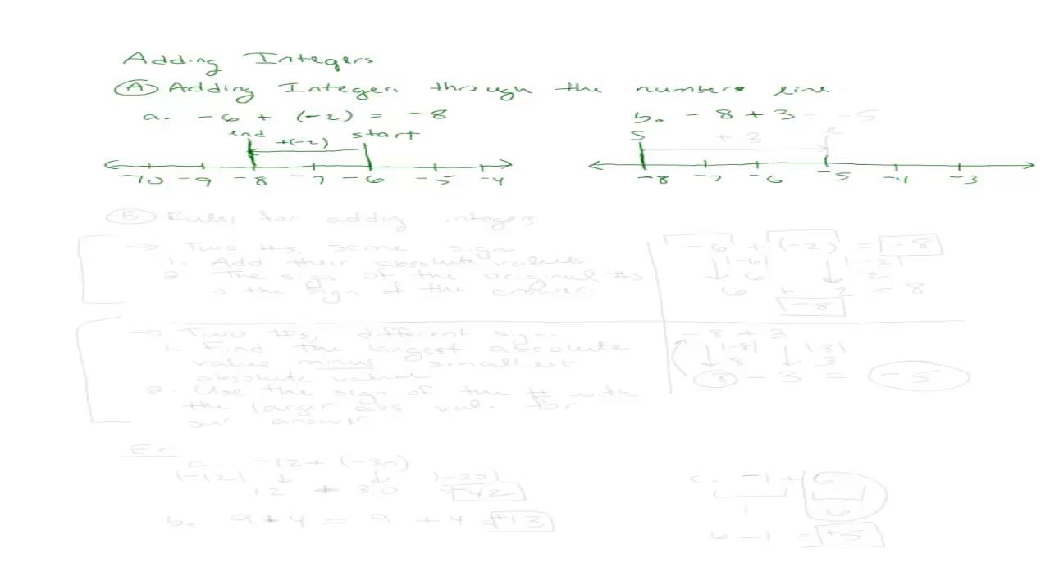I'm just going to write an S for start. Then we're going to go 3 units to the right because it's a +3. So 3 units to the right would land us right here. This is our ending point. So here's -8 plus 3. Our ending point is -5. So that's how we add on the number line. And you should always think about this method in the back of your head, although we're not always going to draw a number line.